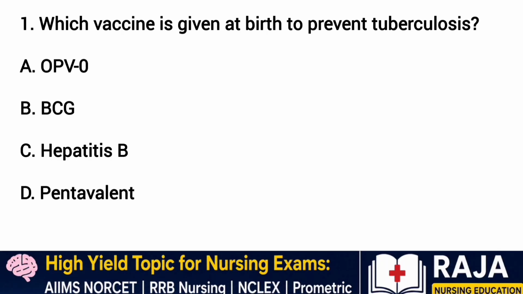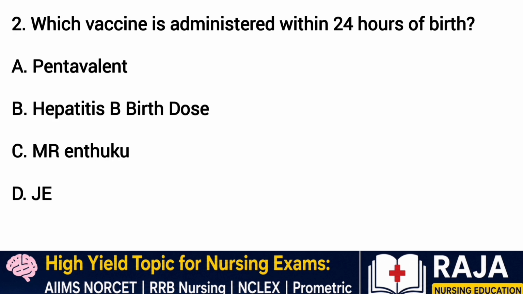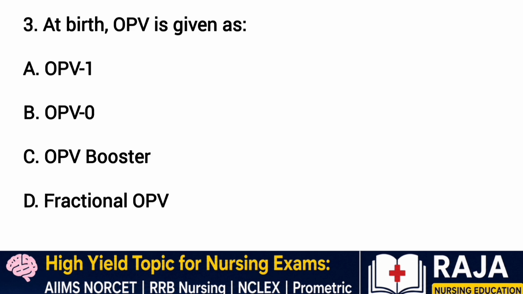Which vaccine is given at birth to prevent tuberculosis? The answer is B. BCG. Which vaccine is administered within 24 hours of birth? The answer is B. Hepatitis B birth dose. At birth, OPV is given as? The answer is B. OPV 0 dose.